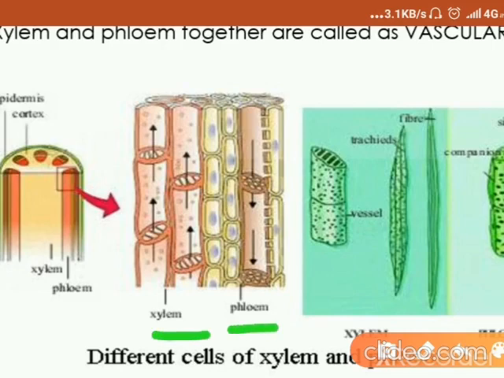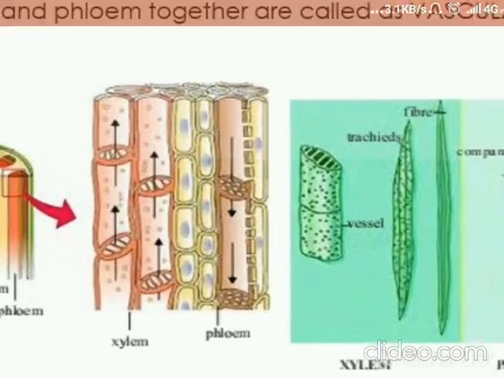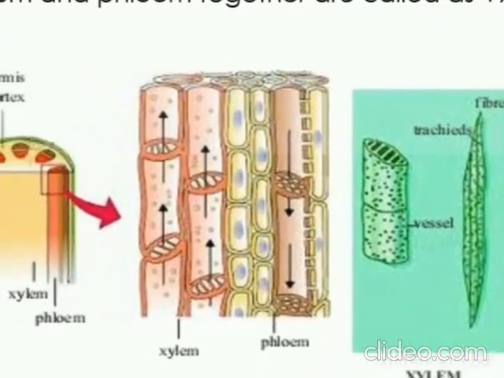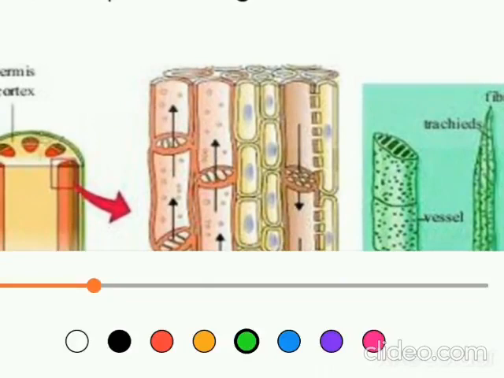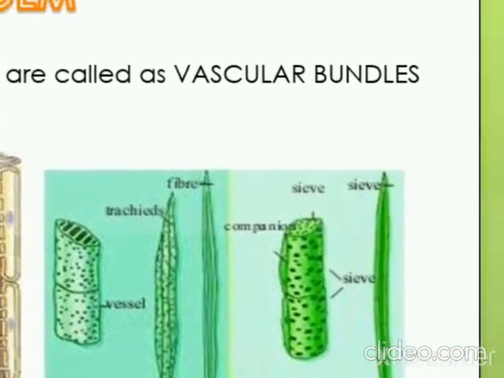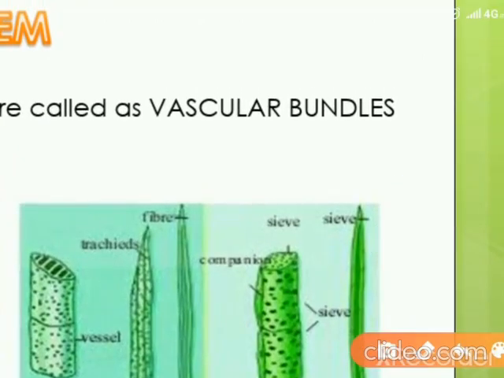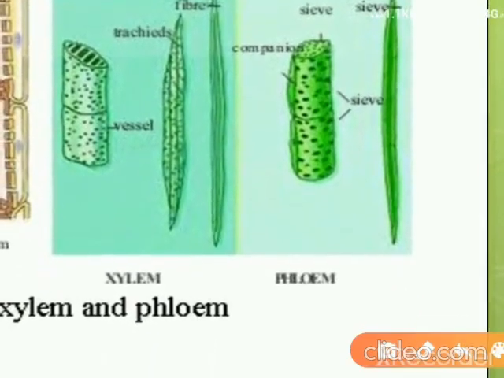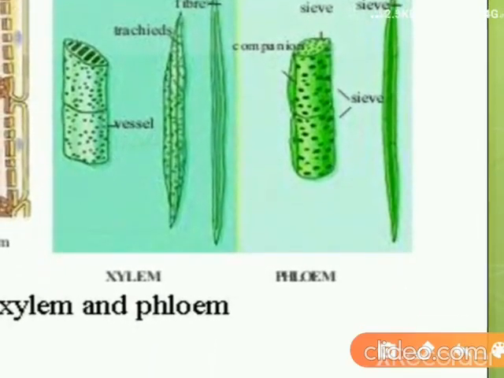Xylem is composed of four elements: vessels, tracheids, fibers and xylem parenchyma. And the phloem is made up of four elements called phloem fibers, companion cells, sieve tubes and phloem parenchyma. These are the elements that make up the phloem.